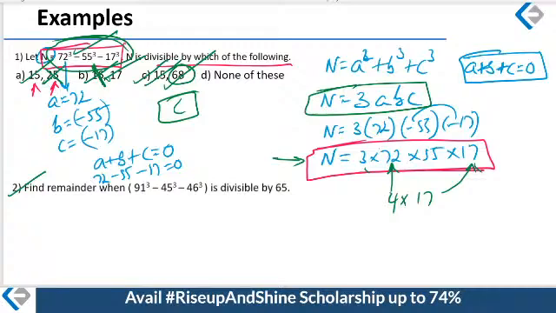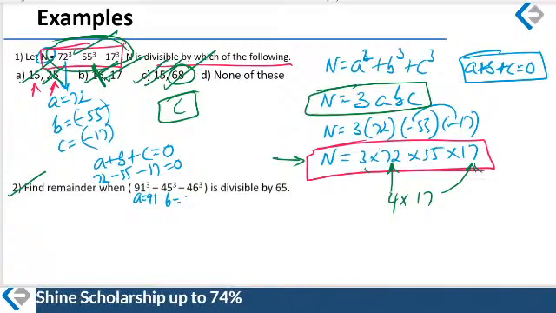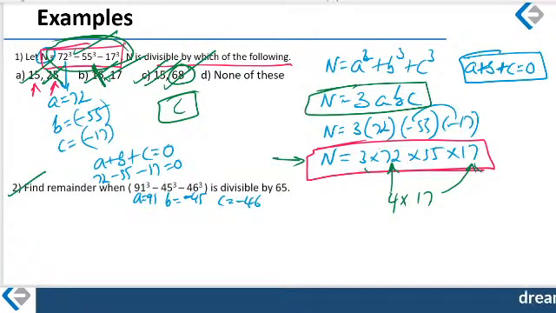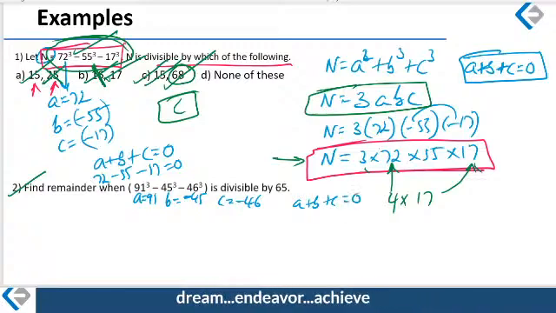Yeah. So what is that? All right. Now this is A. A is 91. What is B here? Minus 45. What is C here? Minus 46. Is A plus B plus C 0? Yes. A plus B plus C is 0, because plus 91 minus 91 is 0. Therefore, how can I write this particular number? 3 times of 91 into 45, because minus into minus becomes plus, into 46.